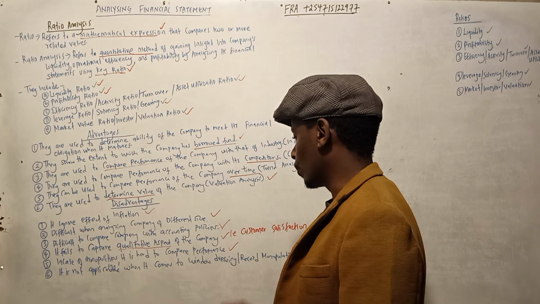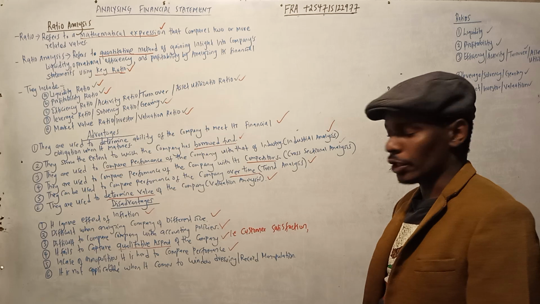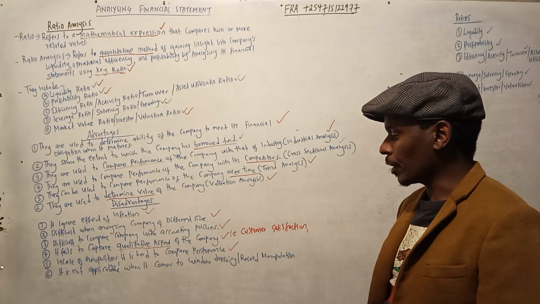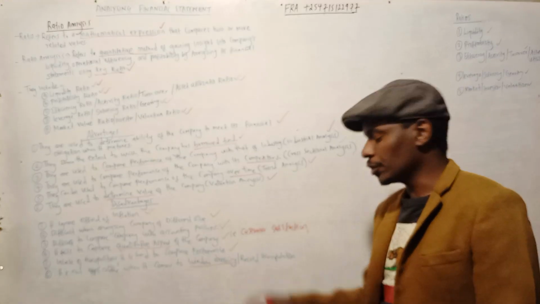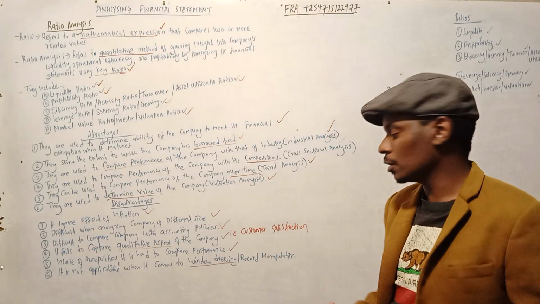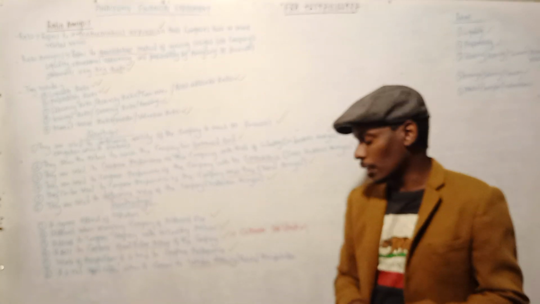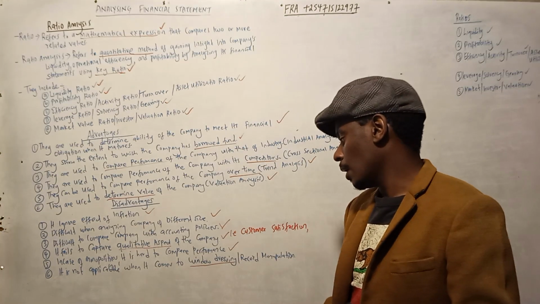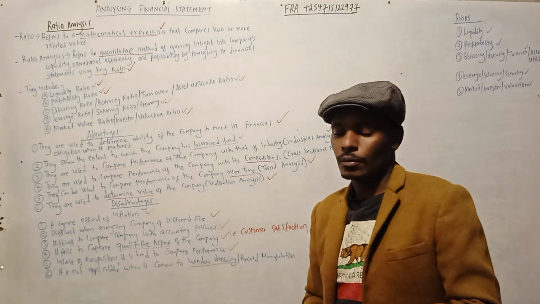Then, in the case of a monopolistic market or monopolistic companies, it is very hard to compare performance. Then it's not applicable where there is a lot of window dressing within the company. Remember, window dressing is the aspect of manipulating the financial statements to look appealing in the eyes of the shareholders or the stakeholders. In that case, this ratio will not be applicable.